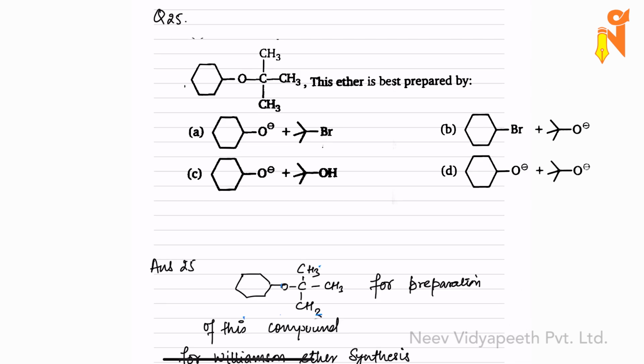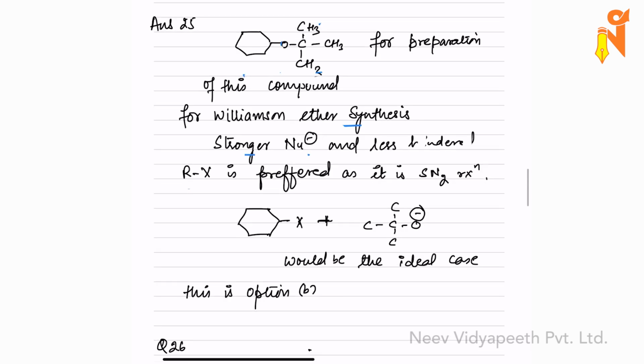Now let's talk about question number 25. In question number 25, they're asking what is the best method to form this ether. First of all, we should understand that ethers are prepared using the Williamson ether synthesis. So this is the reaction through which we prepare ethers. And here, what is the requirement? The requirement has to be a stronger nucleophile and a less hindered RX, because the reaction goes through the SN2 mechanism. So the less hindered your RX is, the better your reaction is going to be.